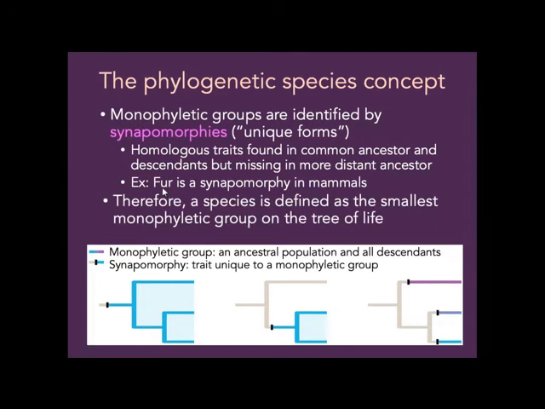All right, so if we use this monophyletic species concept, a species is going to be defined as the smallest monophyletic group on a tree of life. So each of these lineages is a species. Cool?